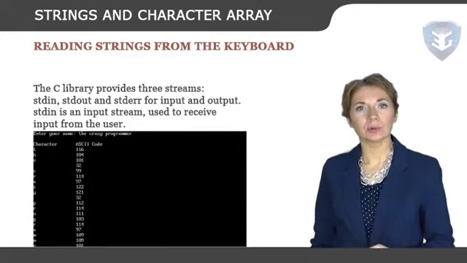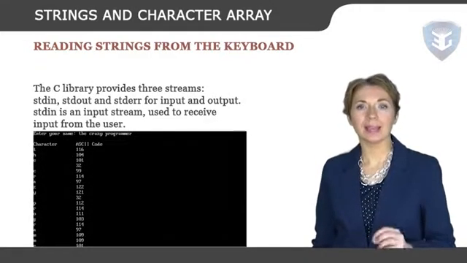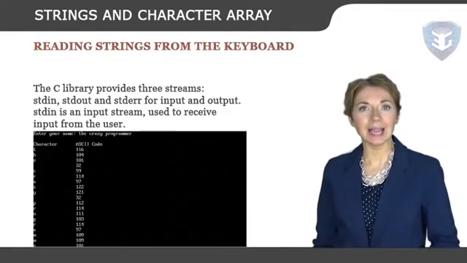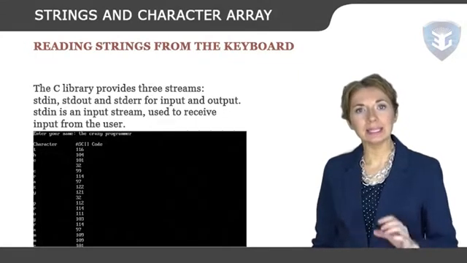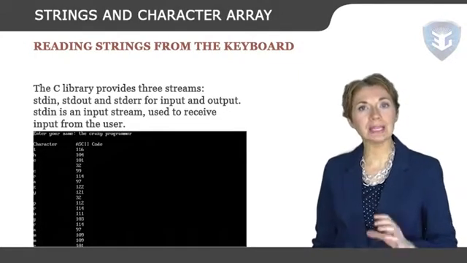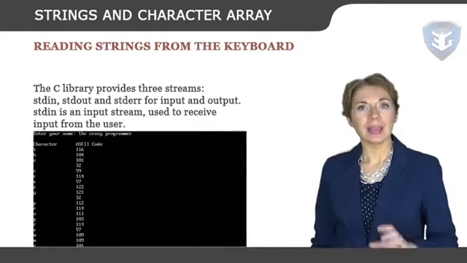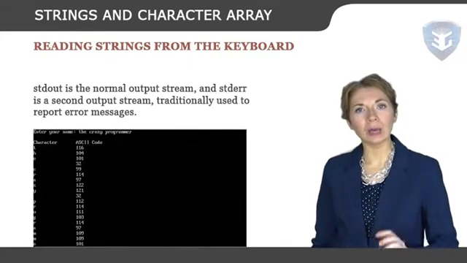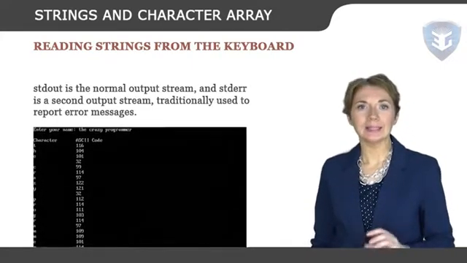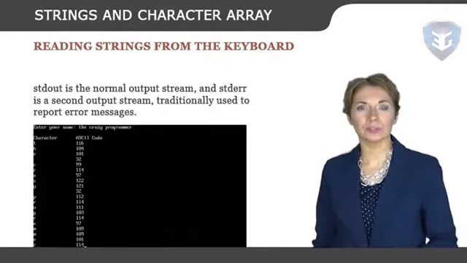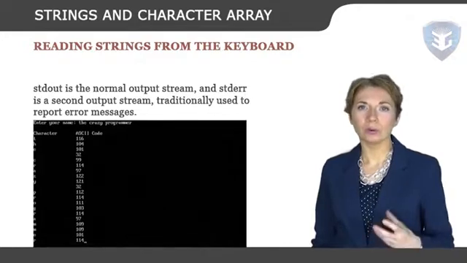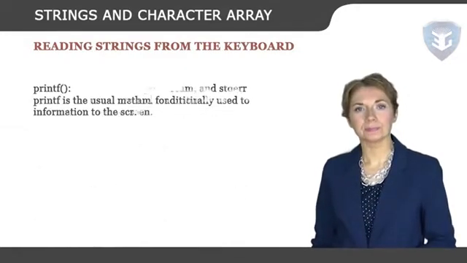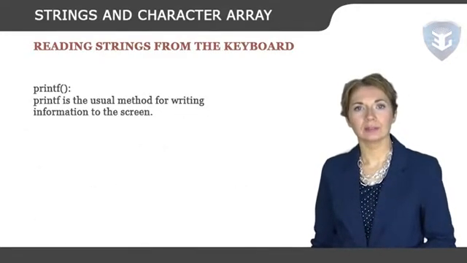The C library provides 3 streams, stdin, stdout, and stderr for input and output. stdin is an input stream used to receive input from the user. stdout is the normal output stream, and stderr is a second output stream, traditionally used to report error messages or other unexpected output.